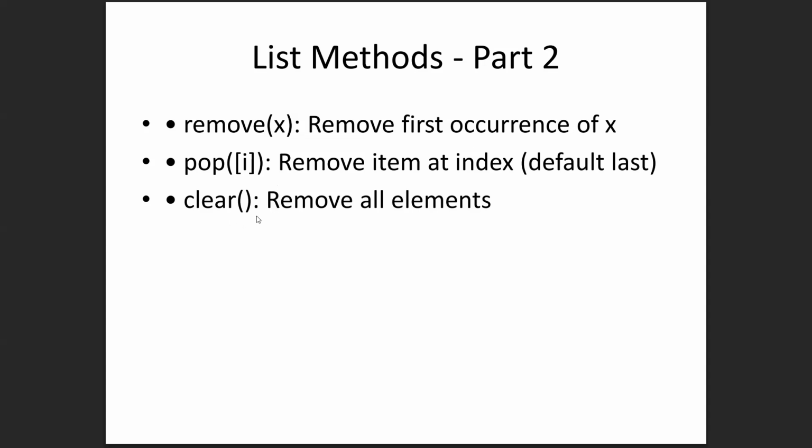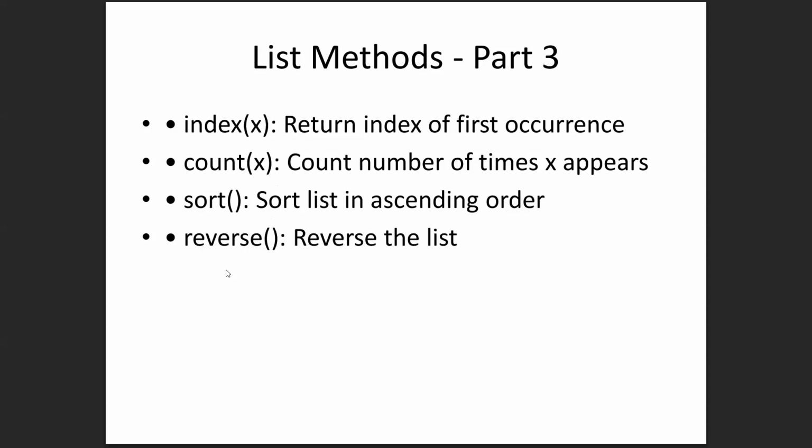Next one, clear. What does this clear do? The clear method will remove all elements. Whatever elements are present in the list, it will remove all of them. If you want to remove all the elements from the list, you need to use the clear method.